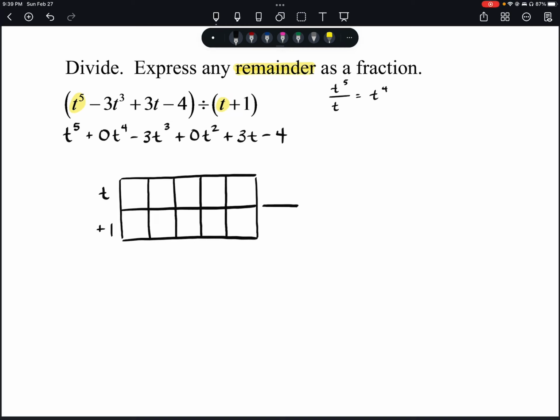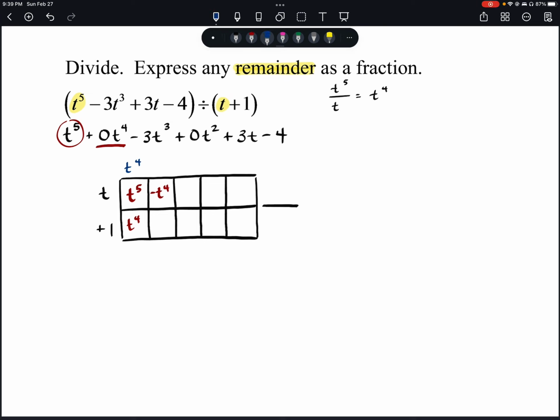Let's do it again. So we're going to take our t to the fifth, that's our highest one. We put it in that top left corner. And that's going to leave us with a t to the fourth up here. T to the fourth times 1 is going to be a t to the fourth. We're going to say, well, how many t to the fourths do we have? We have 0 t to the fourths, which means we need a negative t to the fourth here to cancel it out.